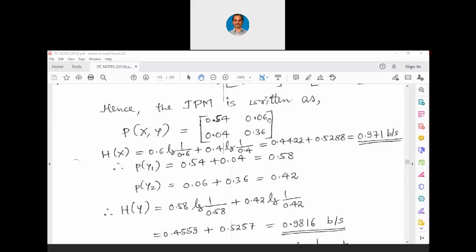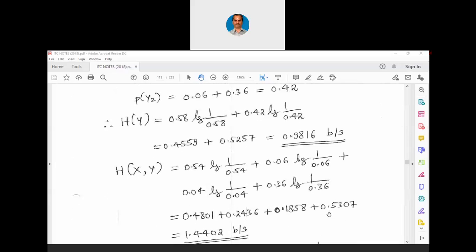Now P(y1) is, add the first column elements of JPM, 0.54 plus 0.04 is 0.58. Now find out P(y2), 0.06 plus 0.36 is 0.42. Therefore, H(Y) is 0.58 log of 1 over 0.58 plus 0.42 log of 1 over 0.42, which is 0.9816 bits per symbol. You can see H(X) is 0.971 bits per symbol. H(Y) is larger, 0.9816 bits per symbol, which simply means there is noise there at the receiver.